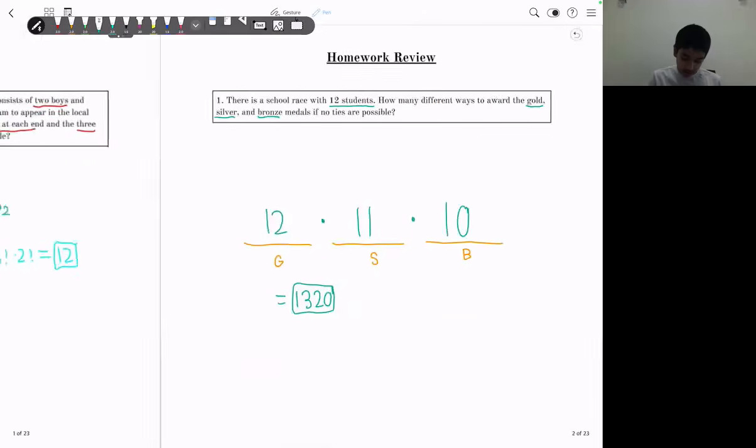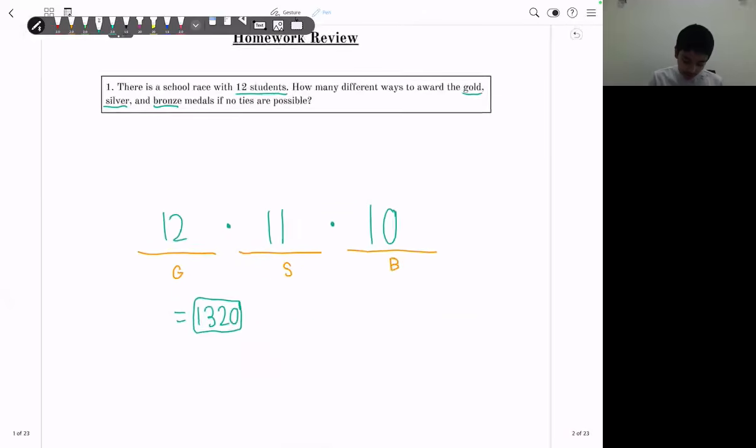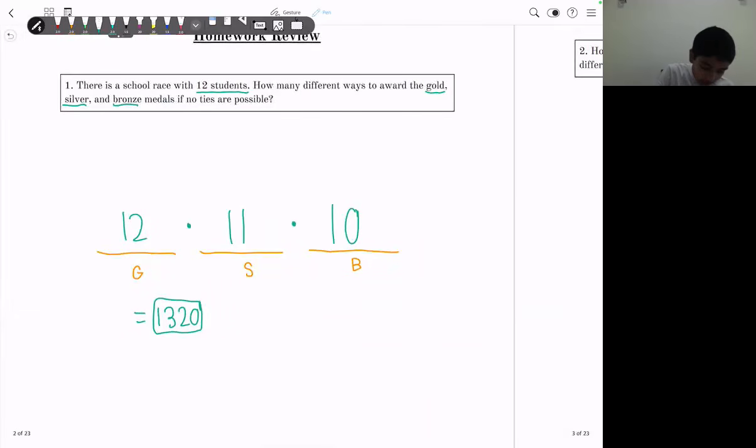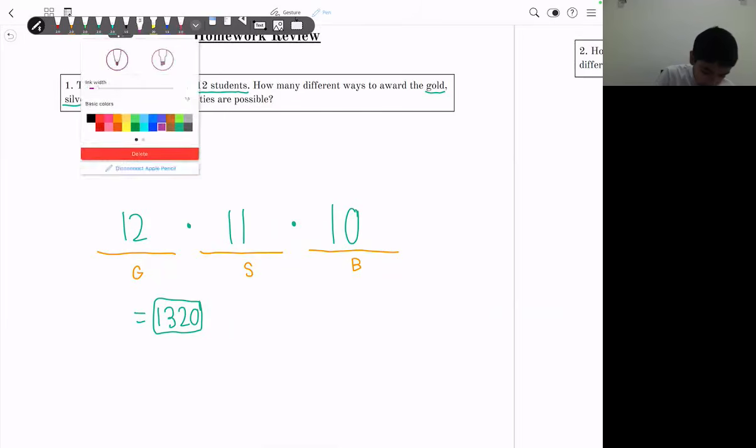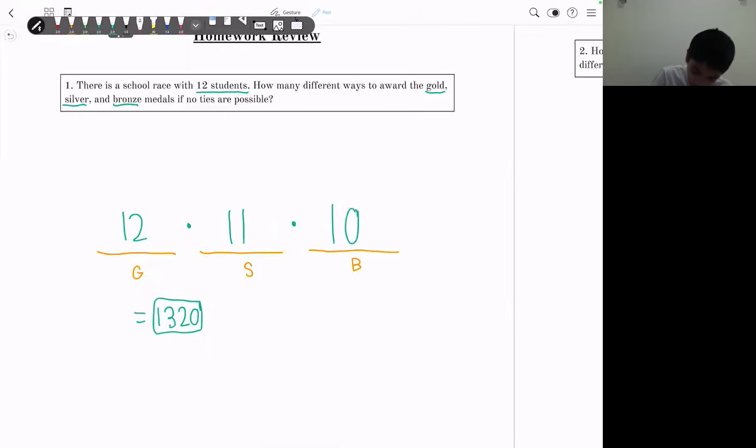Now, another way to do this is with a permutation formula. And as you can see here, we have 3 distinct positions, the gold, silver, and bronze. So we essentially are just evaluating P 12, 3. And by the permutation formula, this will be N, and this will be K.